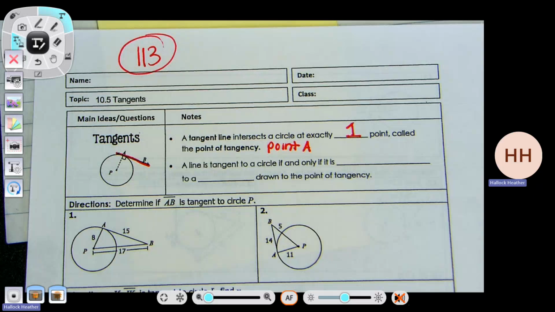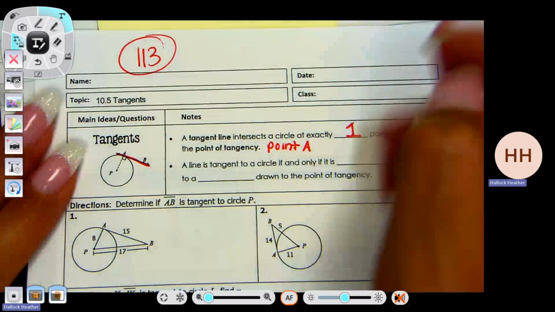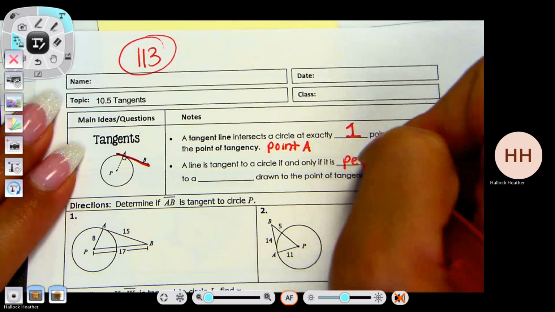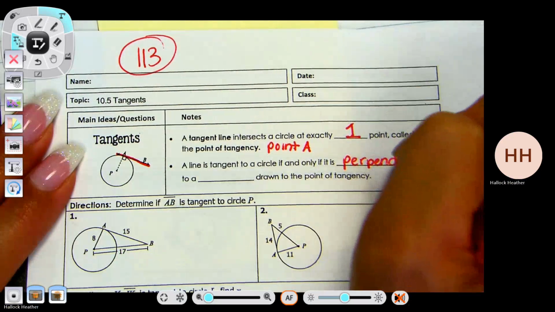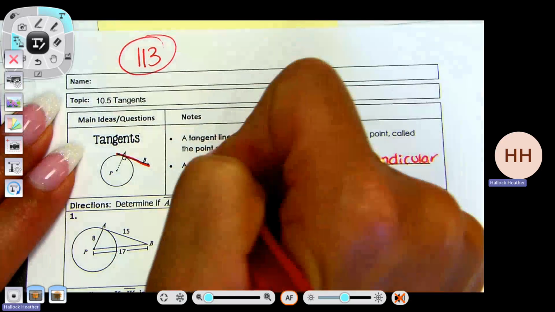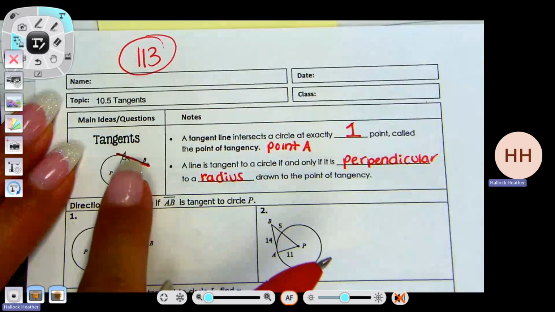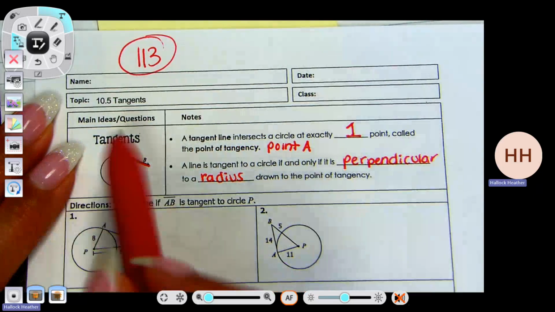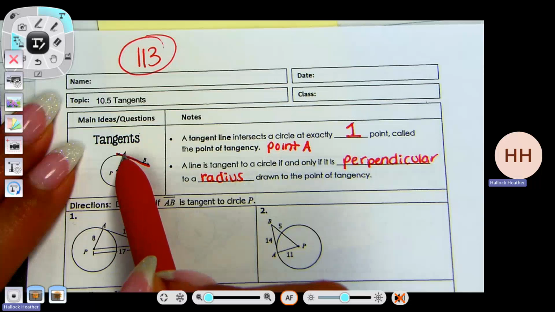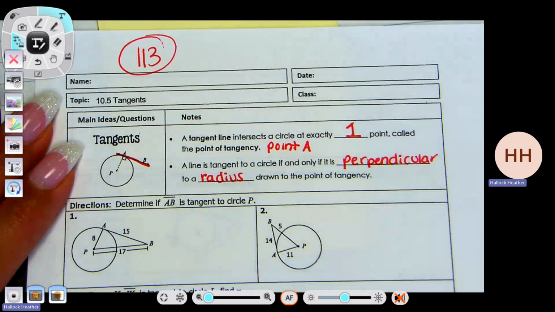A line is tangent to a circle if and only if it is perpendicular to a radius. So in your picture, there is a right angle right there because your radius is intersecting with that line at a 90-degree angle, which means that it's touching at one spot, specifically one point. It just grazes the circle.